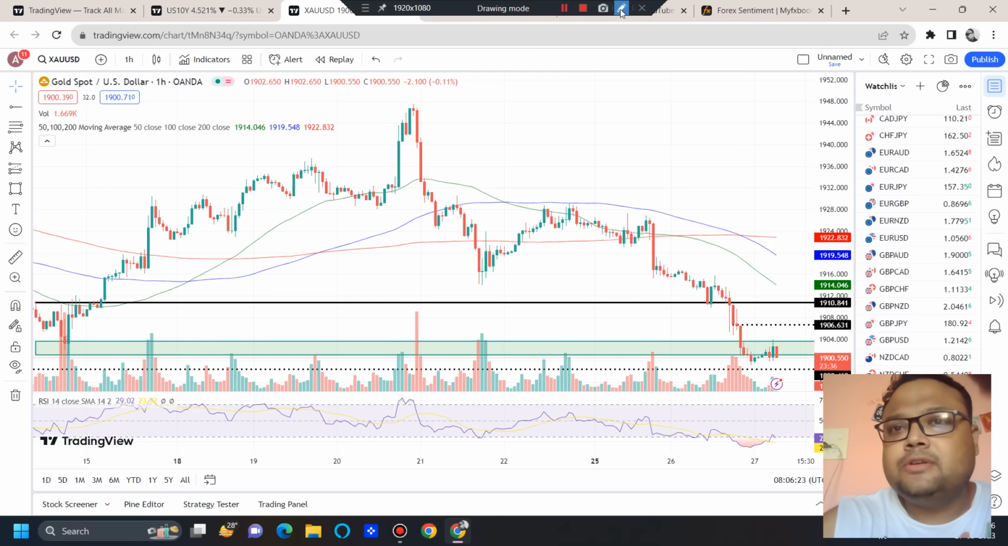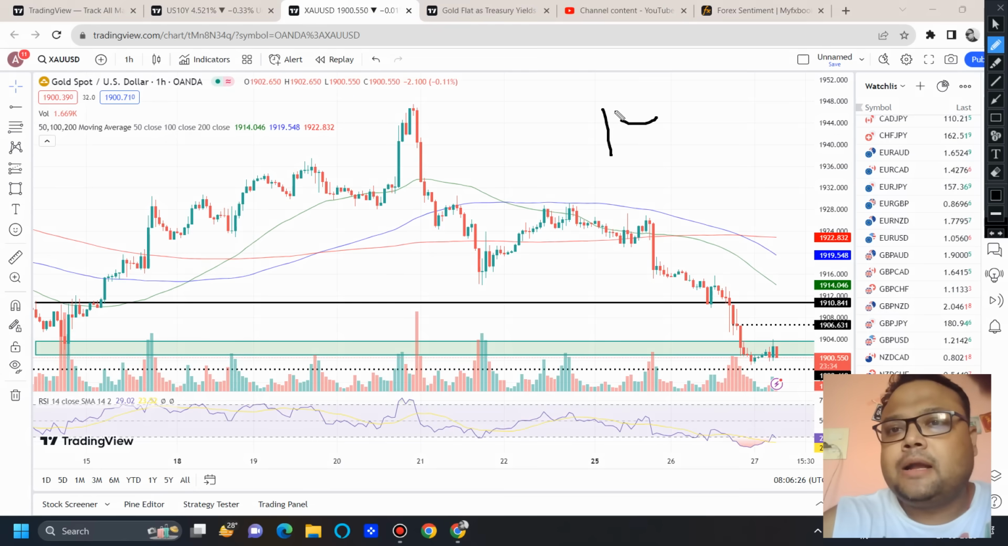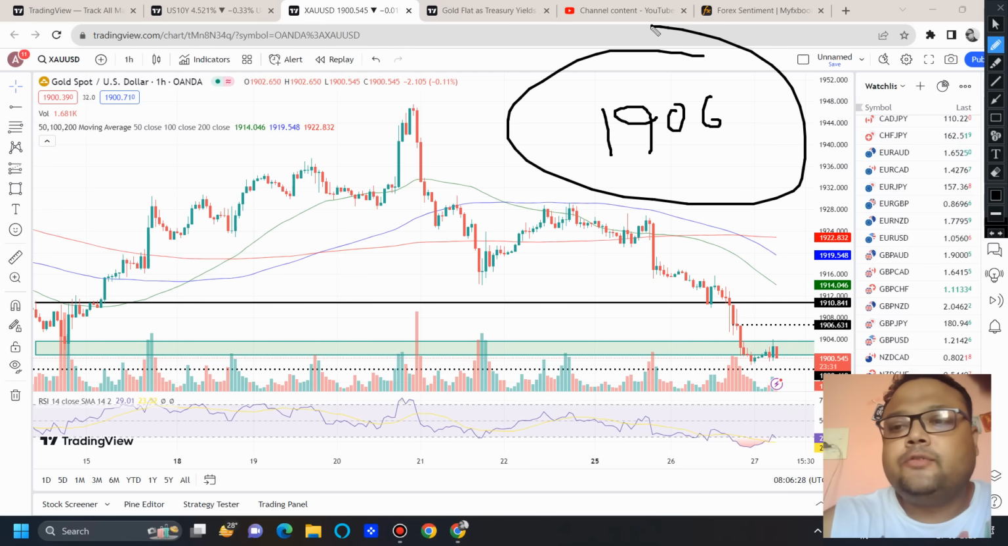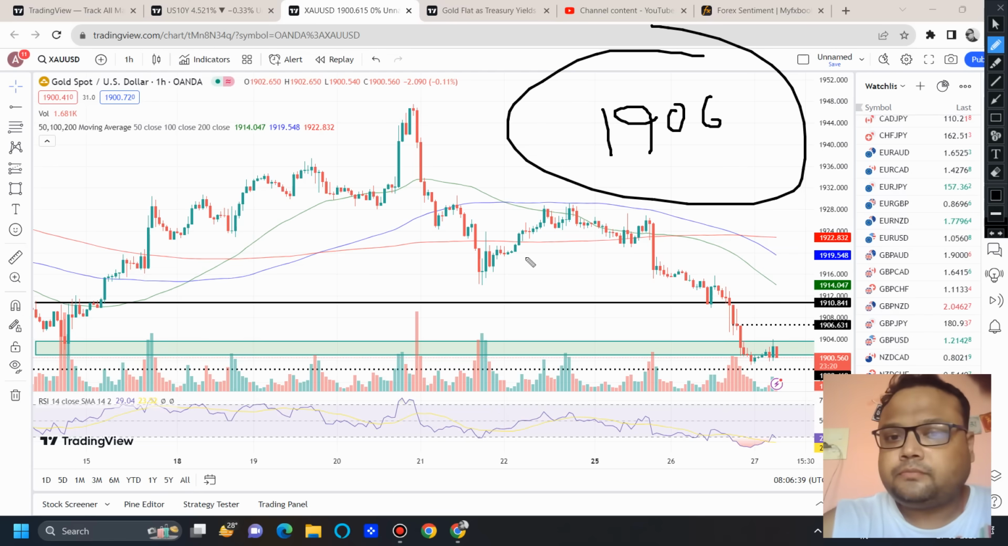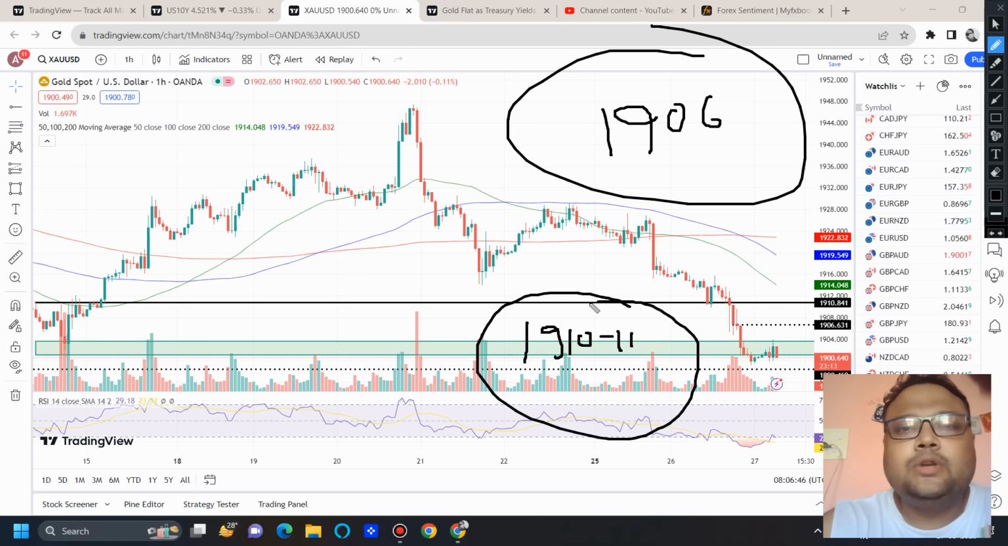During the day, if you see the market going up, observe the market around 1906. If the volatility remains like this, 1906 is the level where the market will face some resistance. And if the market reverses from 1906, 1907, you can look for a sell position. On the other hand, the other level will be around 1910 to 1911. These are the two levels during the day from where we can expect a reversal. And those who have a buy position on gold, you can look for an exit around this area if gold reverses.